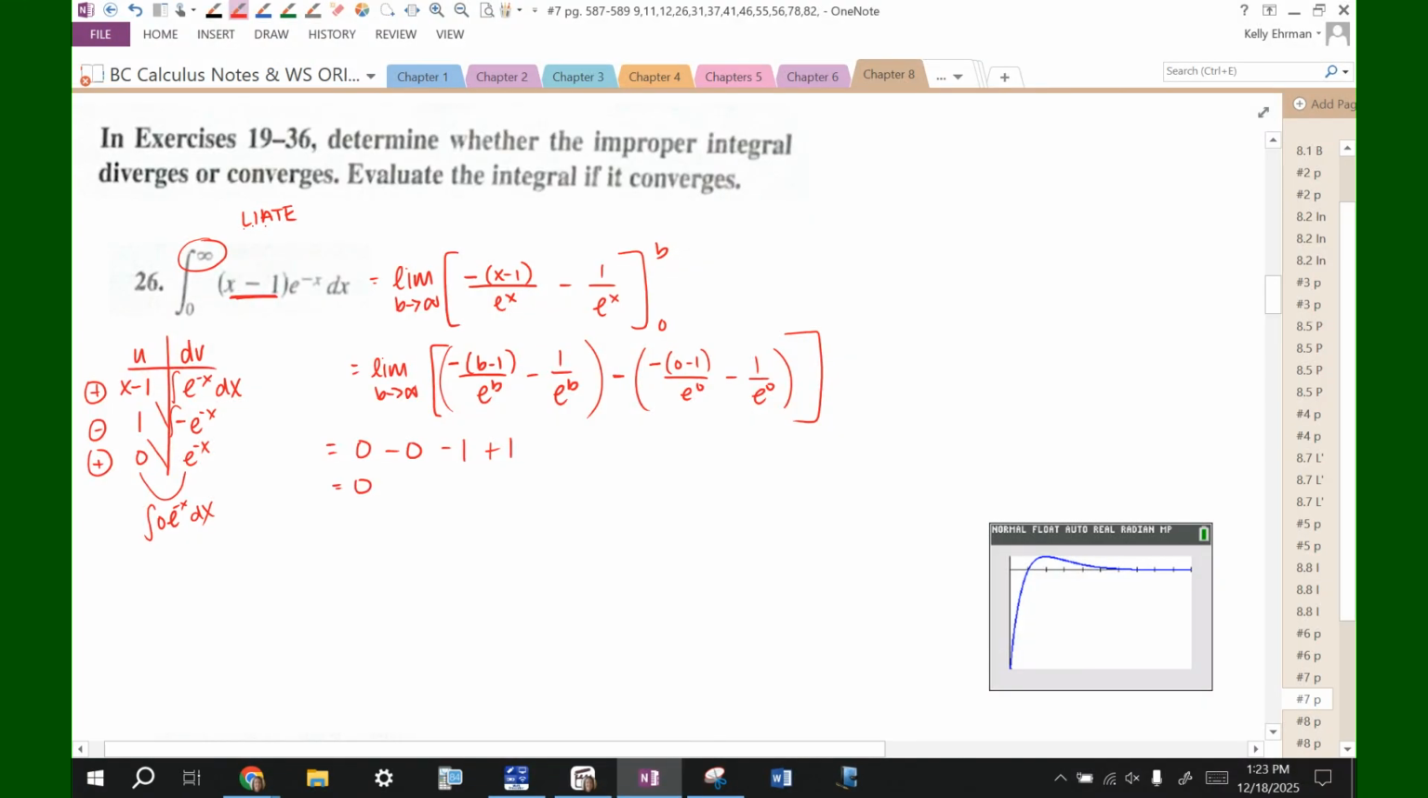This graph down here is representing, like, how did I just get 0? For x minus 1 with values between 0 and 1, that area between the curve and the x-axis is negative. For x values greater than 1, the area is positive. So I could be convinced that that net area is 0. So this converges.